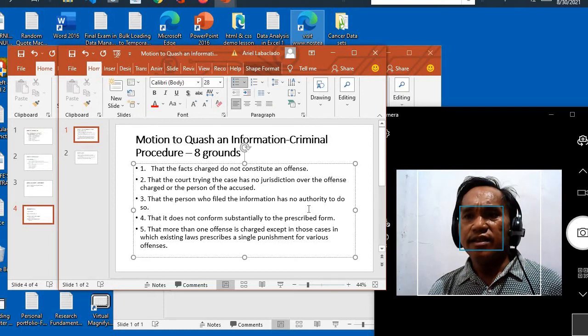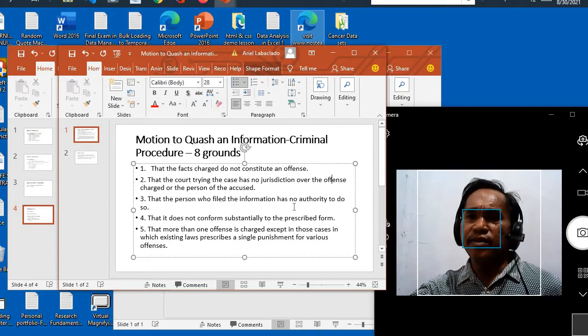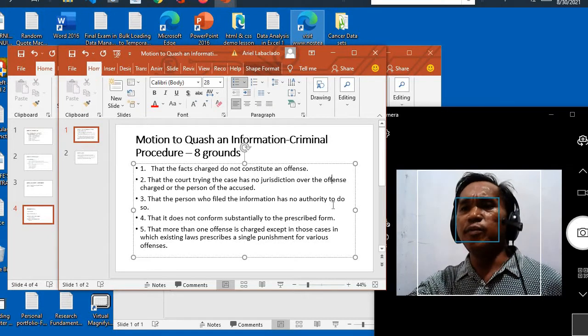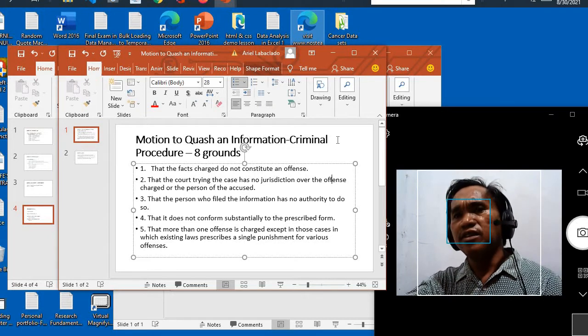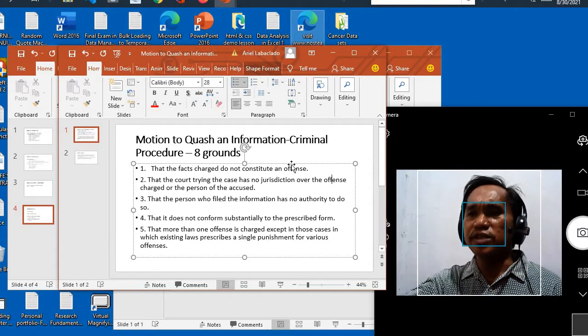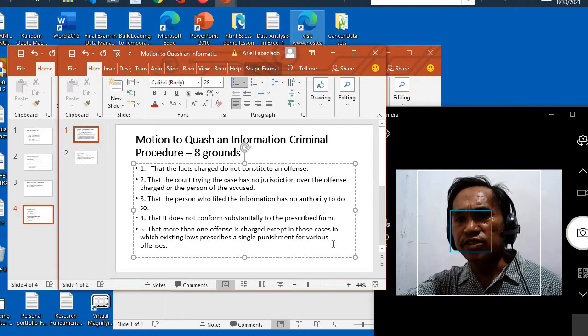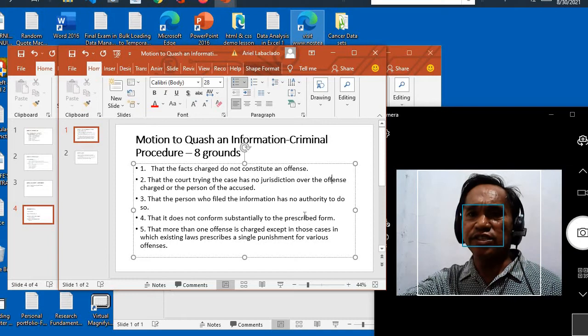Then, fourth, that it does not conform substantially to the prescribed form. There is a prescribed form. If the information does not conform to the prescribed form, then it can be a ground for quashing. So the term here is quash in criminal procedure, but in civil procedure it is motion to dismiss. In criminal procedure, that is motion to quash.